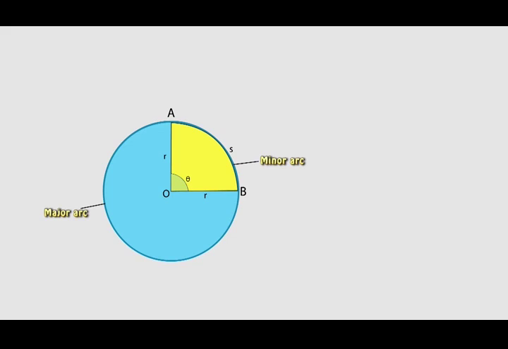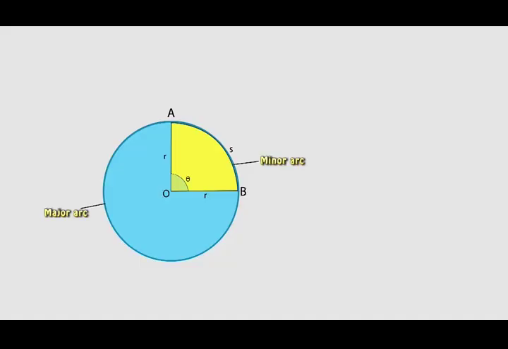Now, if this angle is θ, then the arc AB is a fraction, θ/360, of the circumference. And the circumference is 2πr. So we say that we have θ/360 times the circumference of the circle. The length of the arc is found by reducing the circumference by the ratio θ to 360 degrees.